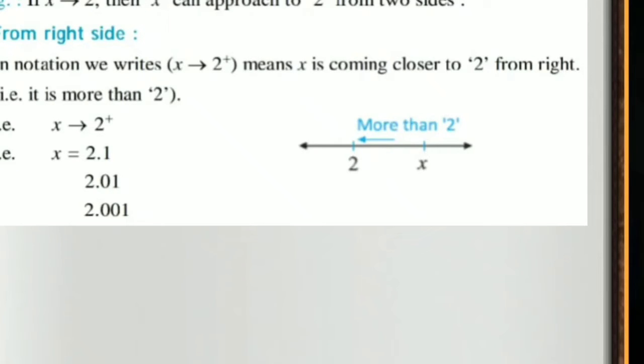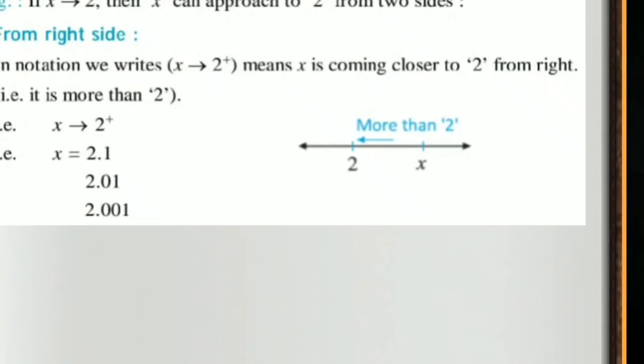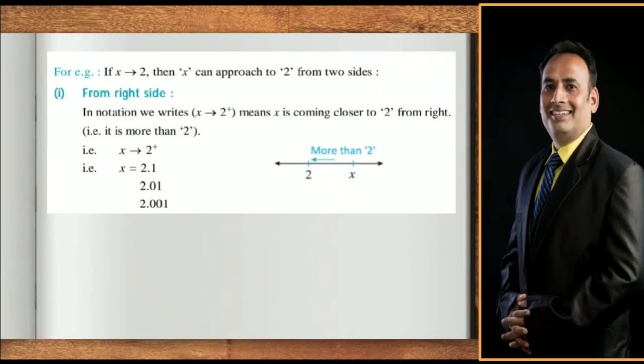Now once again, between 2 and 2.01 you divide into 10 more equal parts and consider the part which is closer to 2, that is 2.001. This is the way we are approaching x equal to 2 from the right side.